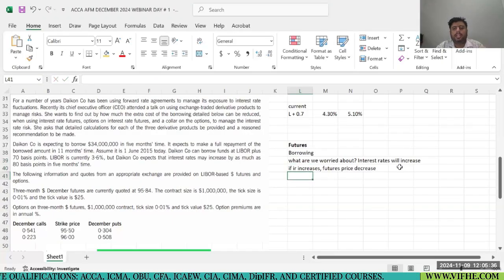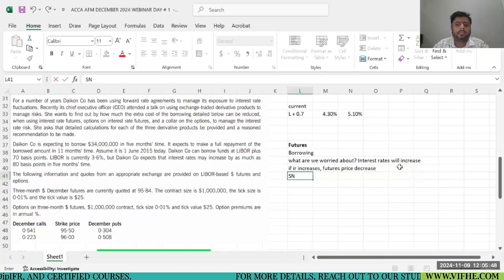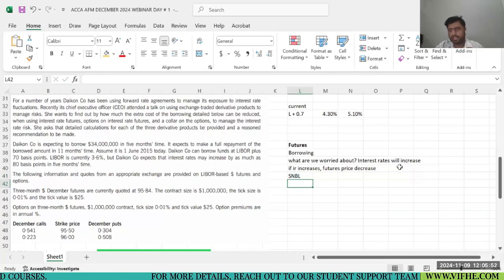Okay. So right now futures, if interest rates will increase, future prices will decrease. Right now futures are expensive. Later they will be less expensive. So the strategy is sell now, buy later. Correct? We have discussed this strategy several times. Yes, go short or sell now, buy later to close the deal.